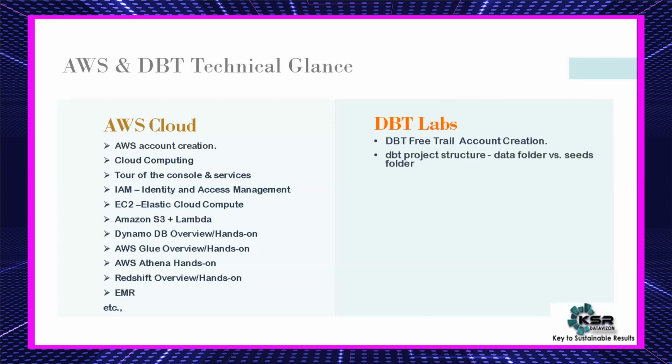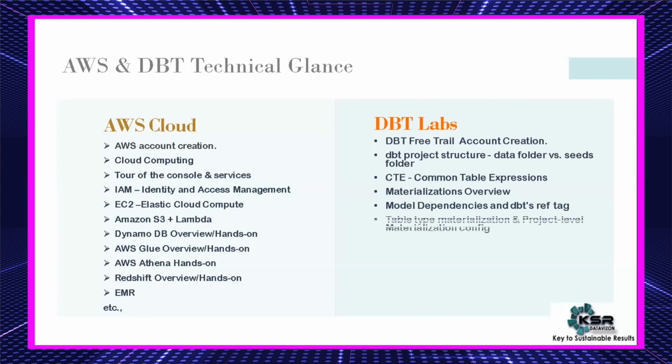DBT free trial accounts, DBT project structures, how to create data folders, seeds, etc. And how common table expressions are created, materialization overviews, either views or tables, whatever we need as part of the requirement. We can design those models based on the materializations and dependencies, and we will be creating lineages and references from model to model. You no need to rewrite the whole models again. You can just refer to them with very simple commands, which saves a lot of time for us. And project level materialization and table type materializations we can do.